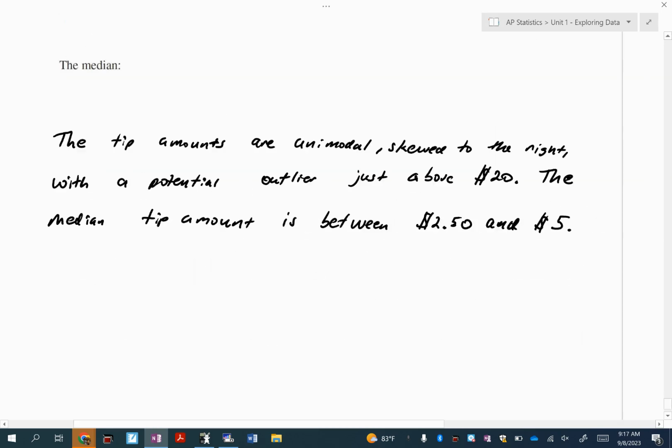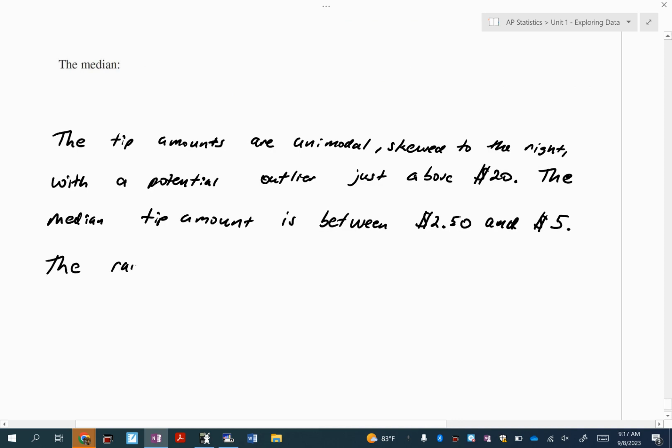So I'm going to say the range of tip amounts is about $20. Notice, did I say it's exactly 20? No, don't give the person reading your AP responses any wiggle room to take points off, to not give you full credit. Because if I said that it's exactly 20, do I know that for sure? I don't. So just put about. That's why I put about for that, and really for the median as well, right? Somewhere between $2.50 and $5.